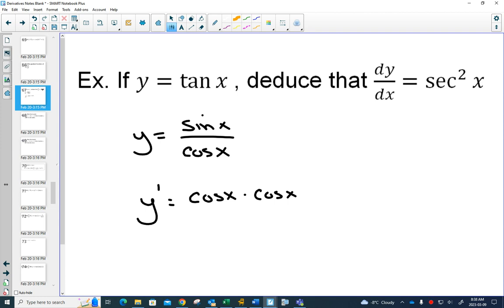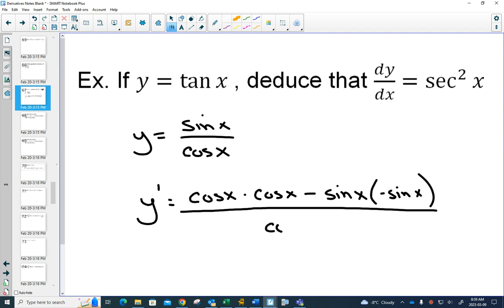So the derivative of sine is cos, and then minus, keep the top the same. The derivative of the bottom, well, that'll be negative sine over the bottom squared. Then I can write it in brackets there, or I could put the squared in between. But for now, I'll just write it in brackets.